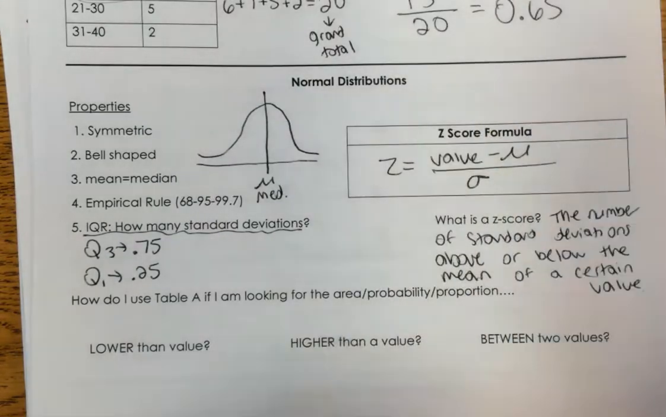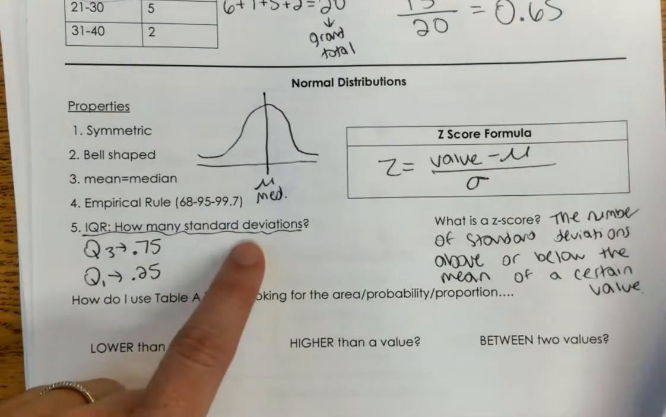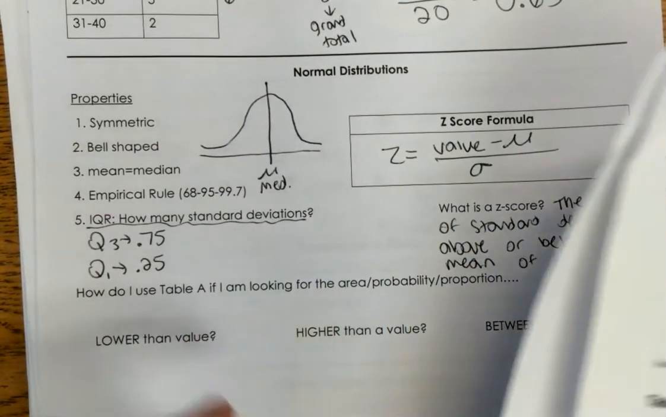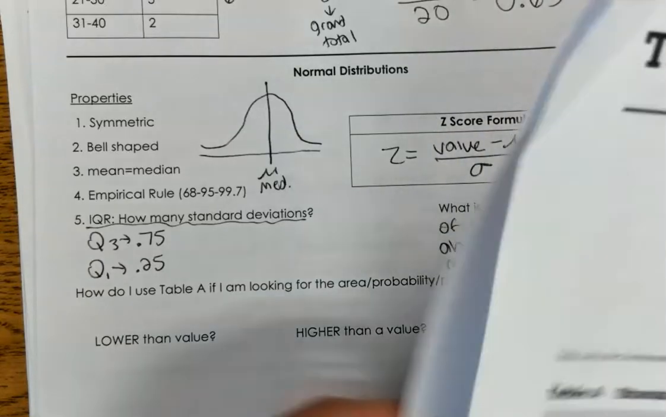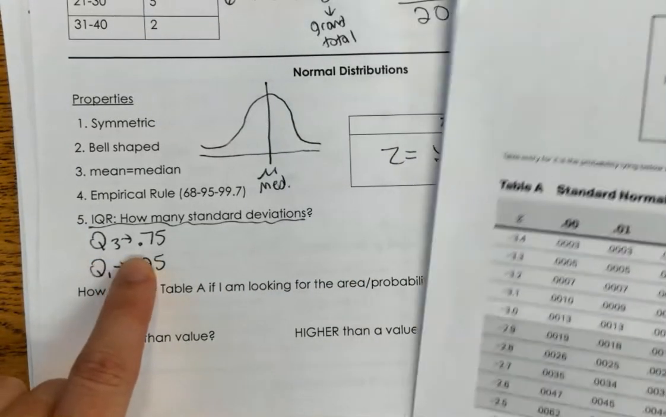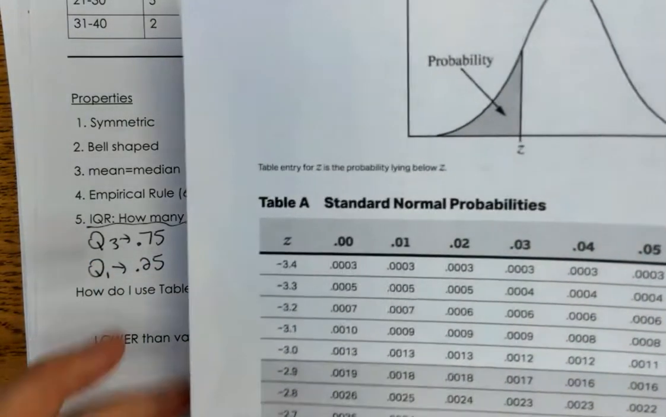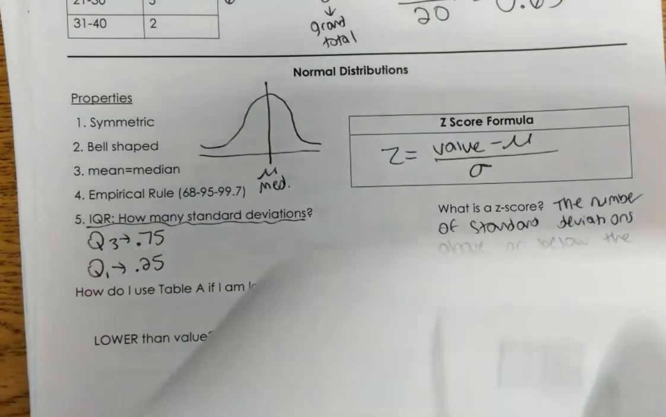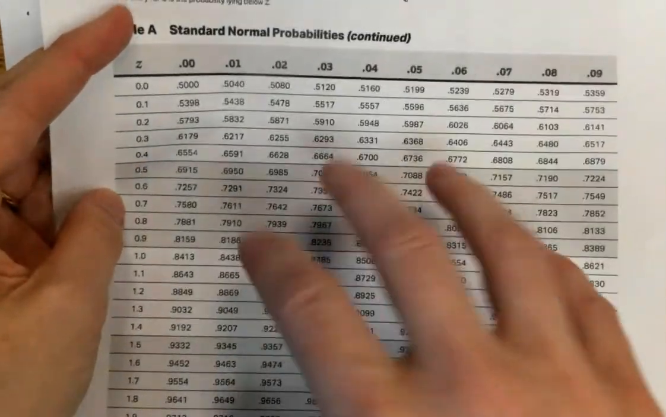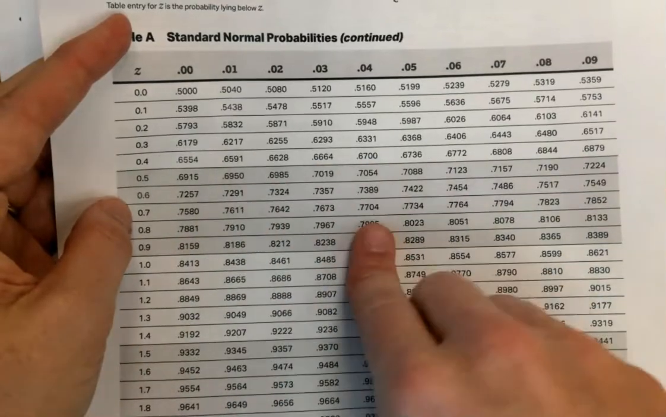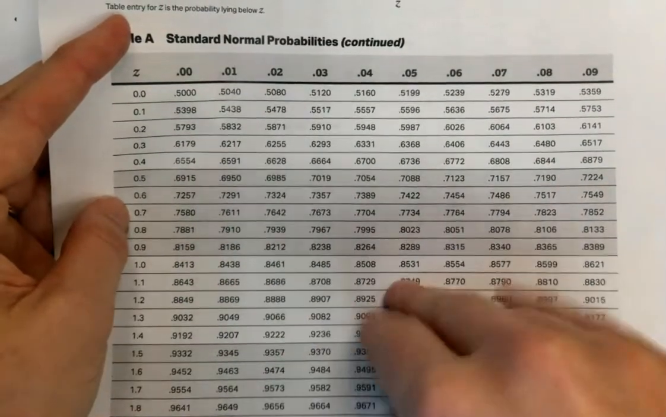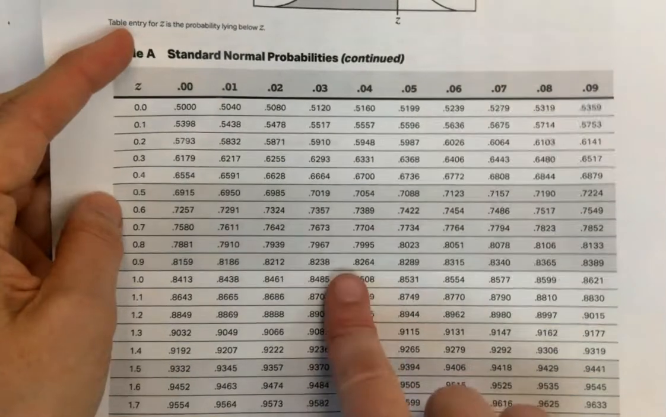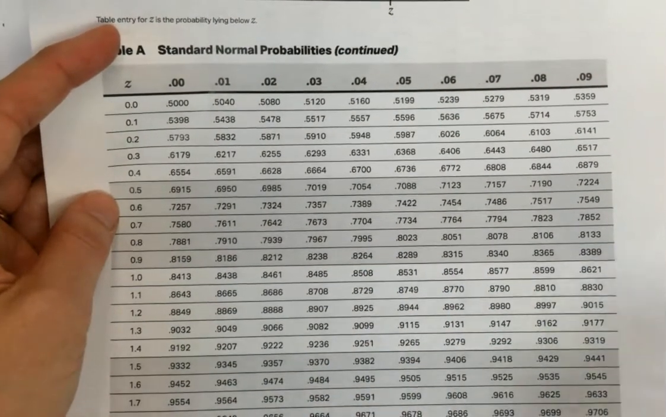So if I wanted to figure out how many standard deviations, I'm asking about the z-score, right? Because the z-score is the number of standard deviations above or below the mean. So I'm just going to go ahead and find the Q3 z-score. So I'm looking in the center of the chart, because the center of the chart is your area, your probability, your proportion, your percentiles, anything like that. That's what's in the middle, right? The area underneath the curve. So I'm going to look for 0.75.